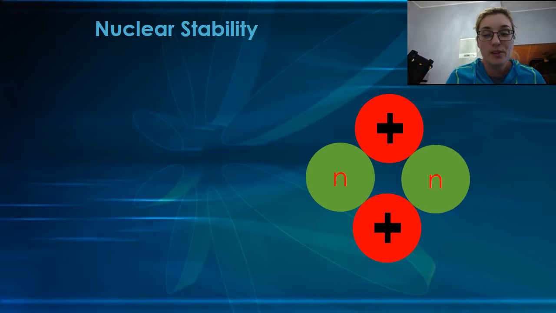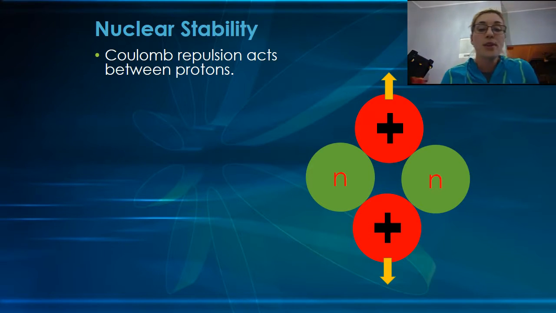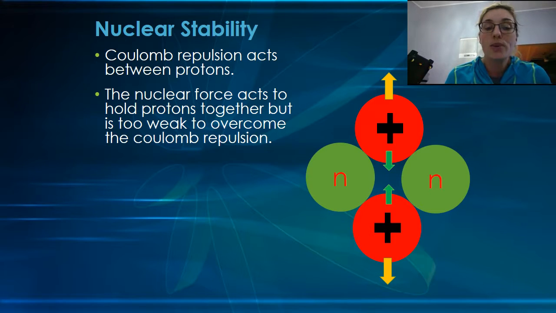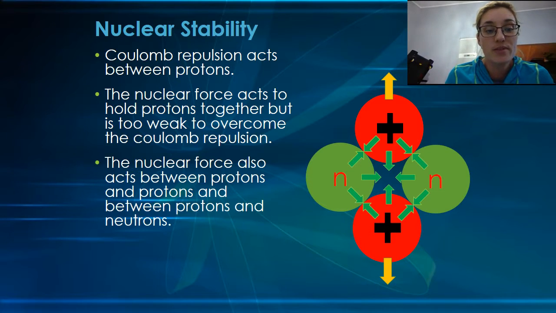Alright, so nuclear stability. Here we have a really simplified diagram of the inside of a nucleus. And we know that in between like charges, the Coulombic repulsion acts between the protons. Because the only things that are charged in the nucleus are the protons, we have this repulsion acting between the protons. So we also have what we discussed the other week, which was about nuclear force. The nuclear force acts to hold protons together, but it's too weak to overcome the Coulombic repulsion between the two positive charges.